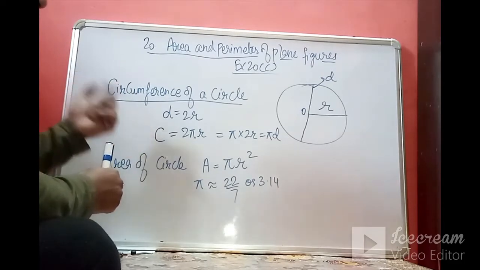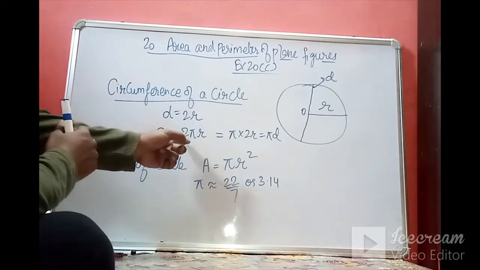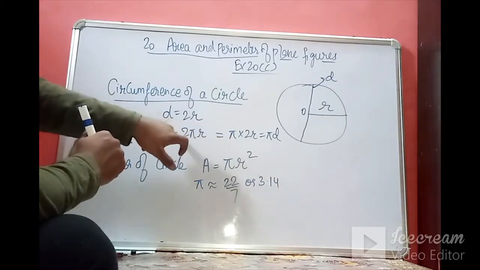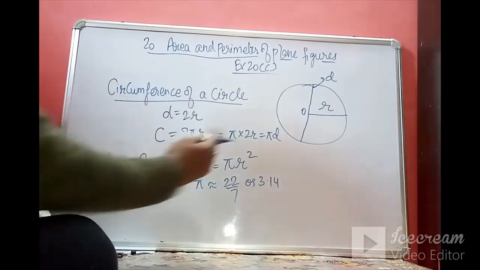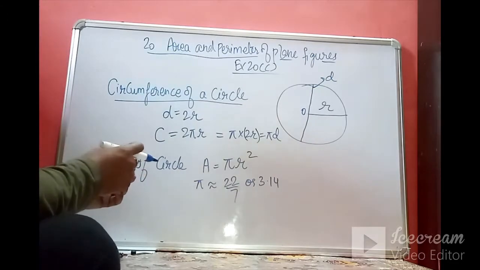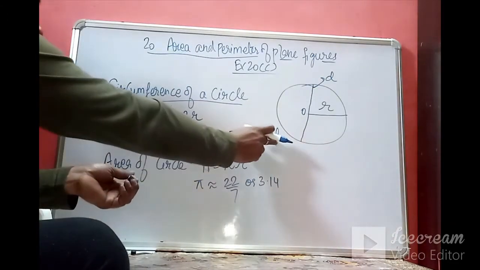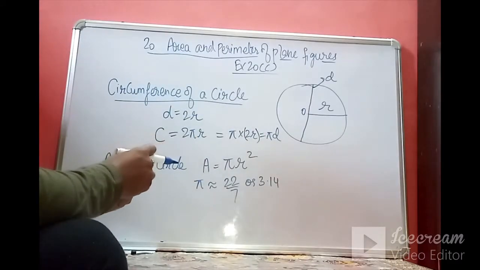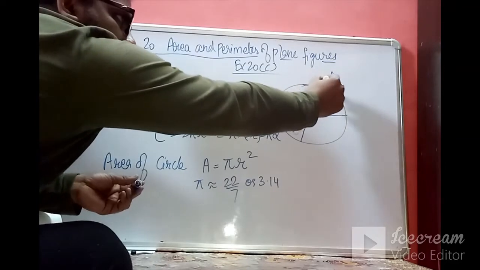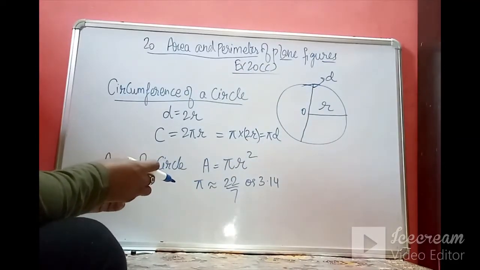So first is the circumference of the circle. What is circumference? You already know, it is 2 into pi into r, or if I write it like this, pi into 2r. So what is 2r? 2r is the diameter. So if the diameter is given, then you can find the circumference as pi into d. What is the meaning of circumference? Circumference is the length of this circular boundary. That we already knew.